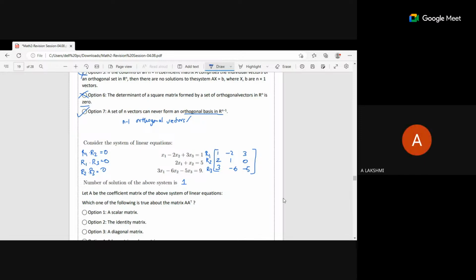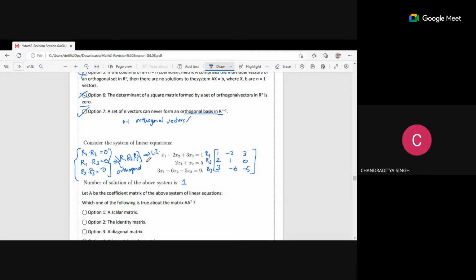Ma'am, how did you get the property? If R1 dot R2 is equal to 0, then is it linearly independent? What this means is that R1, R2, R3 are orthogonal. Yes. So if they are orthogonal, they are linearly independent, right?